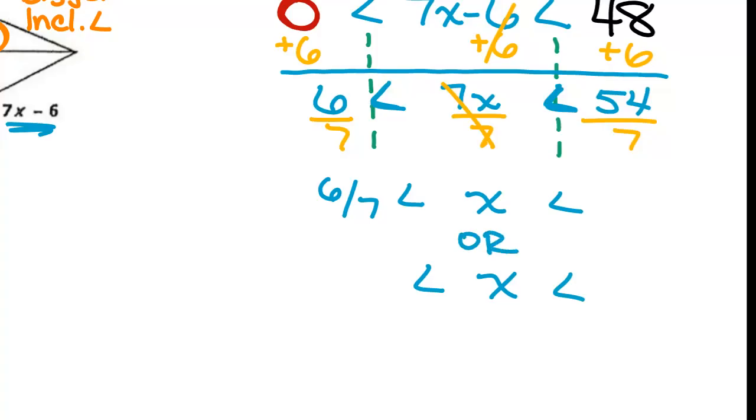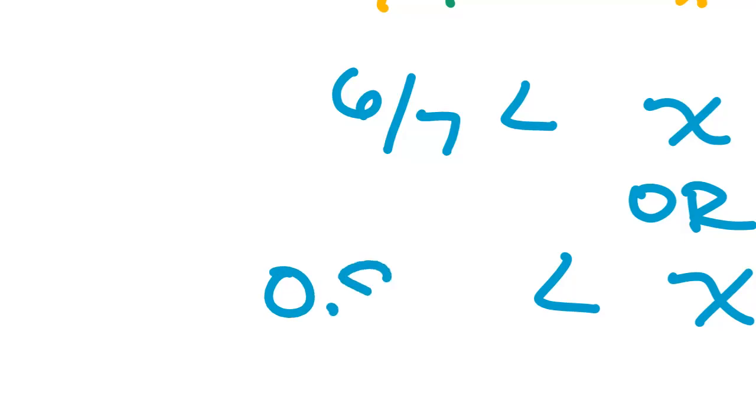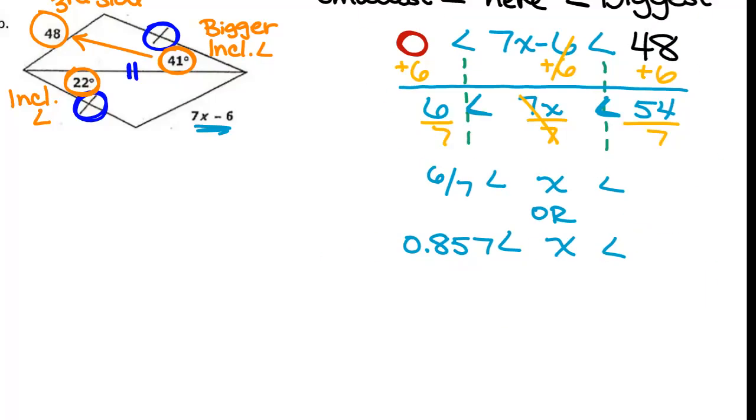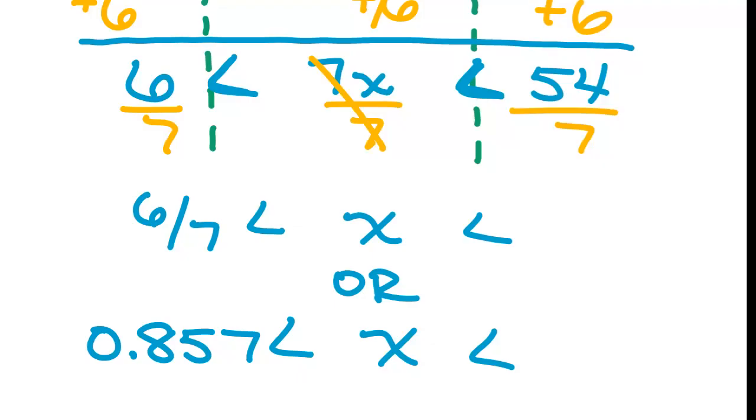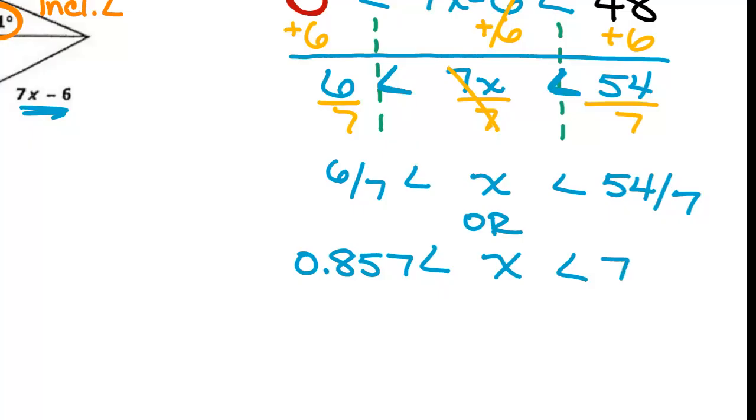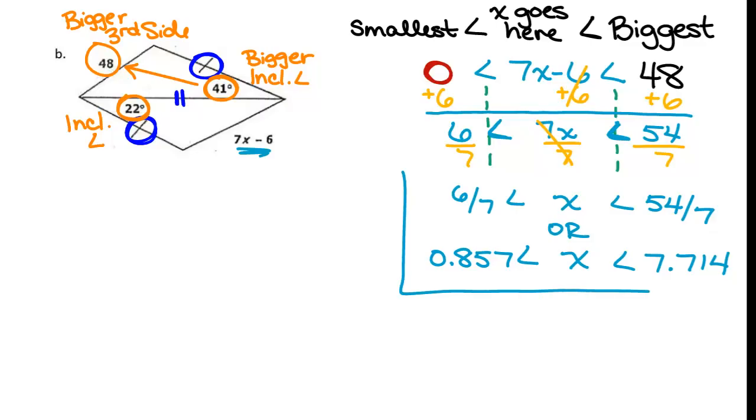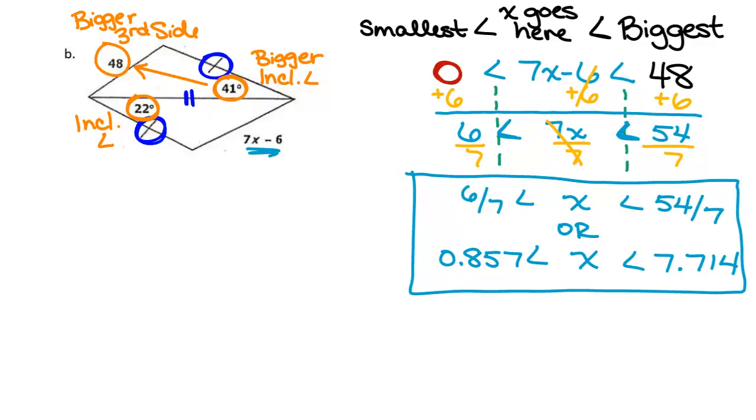Or I can change it into its decimal form. It's 0.857 or 0.86. Does 7 go evenly into 54? No. So I can leave that written as 54 over 7, or I can change it into its decimal form, which is about 7.714. Decimal form or fraction form is perfectly fine.